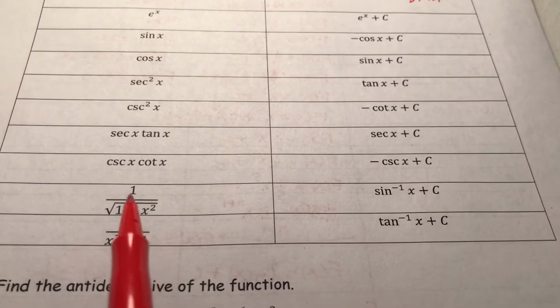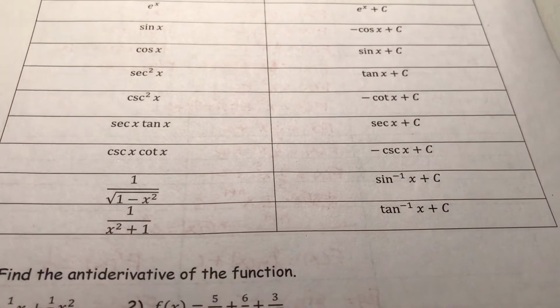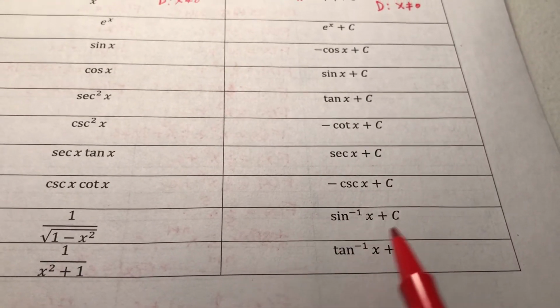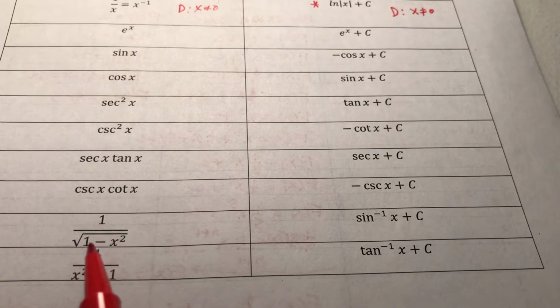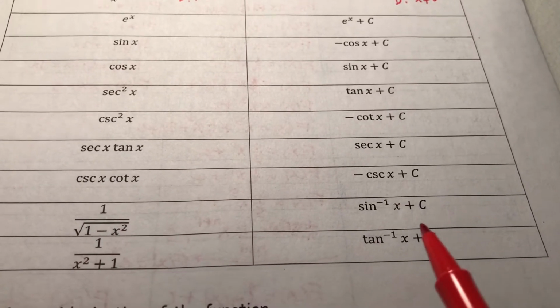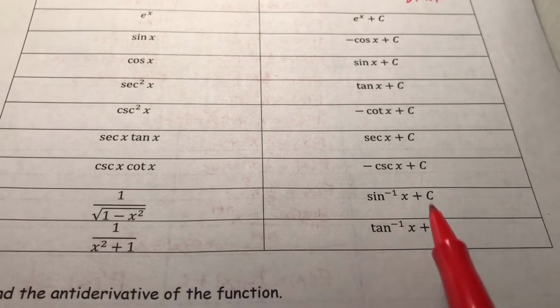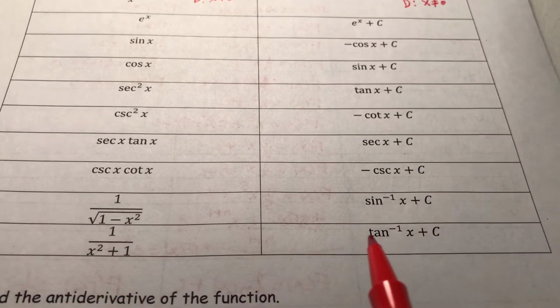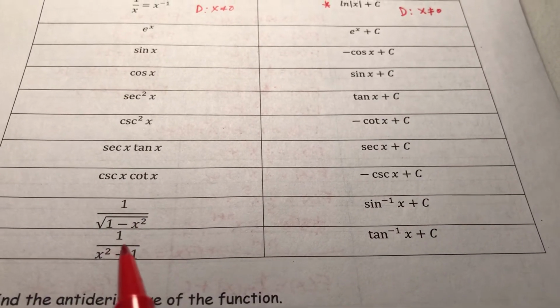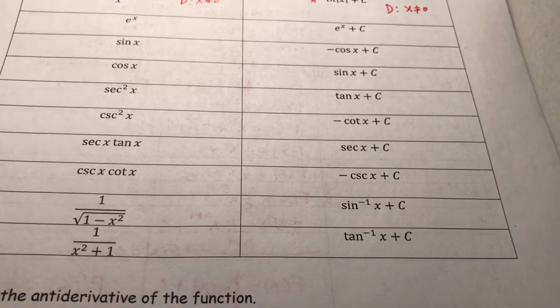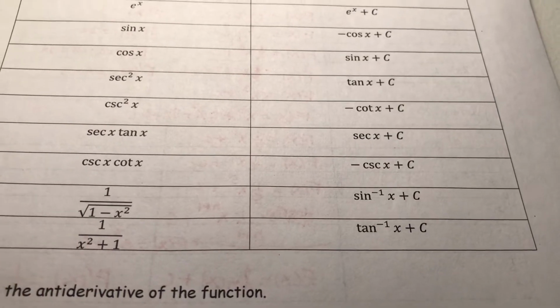And now we're getting into these inverse trig functions. Remember sine inverse of x plus c? The derivative was 1 over the square root of 1 minus x squared. If this were cosine inverse, it would just be a negative sign. I didn't add that here for some reason. And the antiderivative of 1 over x squared plus 1 is tangent inverse x plus c, because the derivative of that is that.